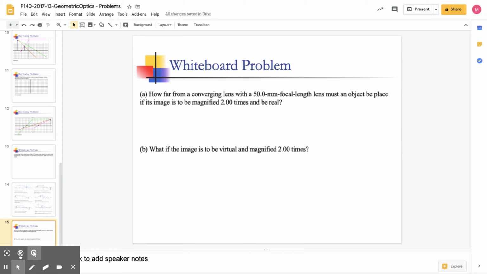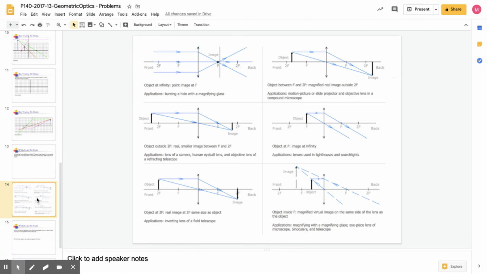Okay, so let's do part A. Where must the object be placed if its image is to be magnified 2 times? If I go back to our cheat sheet and look at some examples, one that sticks out is I want an image that's twice the size of my object. So I need an image that's bigger. Where do I place an object? Well, between 2f and f will give me an image that is bigger than my object. For the second part, where I need a virtual image twice the size of my object, I'm going to put it inside the focal length. That's just a quick way to check.